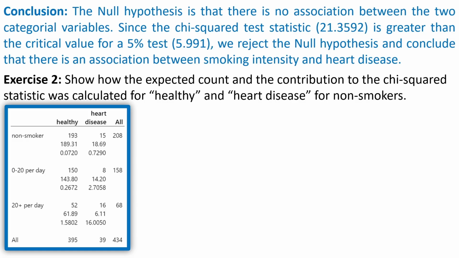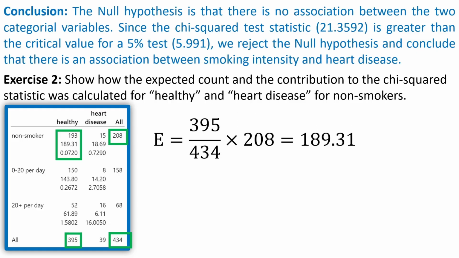Next, we're just going to do a quick calculation. Actually, we're going to do 2 calculations. We're going to calculate the expected count and the chi-squared contribution for both healthy and heart disease given non-smoker. So starting with healthy, here's our contingency. The expected value is the column total divided by the grand total times the row total. So that gives us an expected count of 189.31, which is in agreement with the Minitab output.